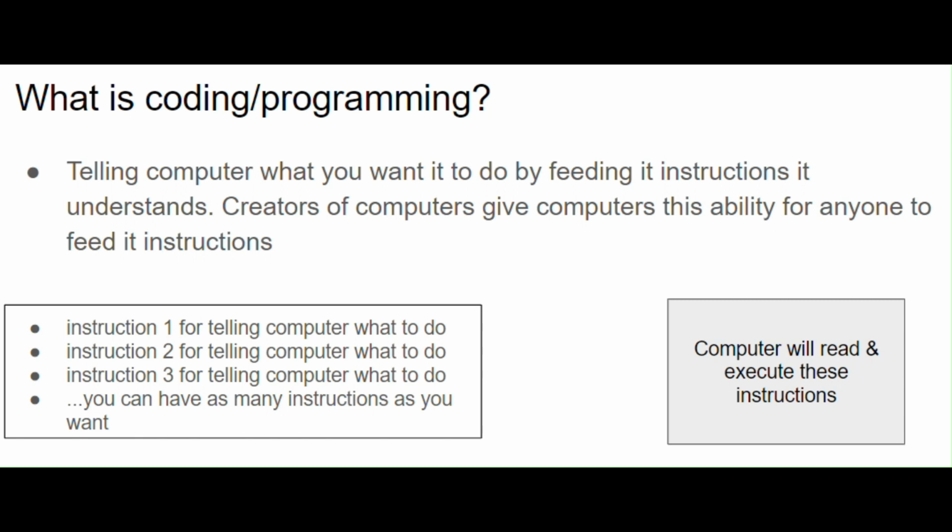So usually when people are coding, they want to solve some type of problem. Depending on how many instructions it takes to solve that problem, that's how many instructions you're going to have. And so then once you have the instructions you want, essentially what you're going to do is have the computer read those instructions, and then it's going to execute those instructions and do what you set out to do. So that's at a high level. That's really what coding is.